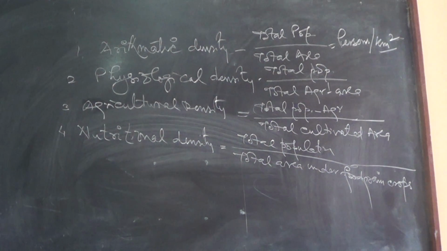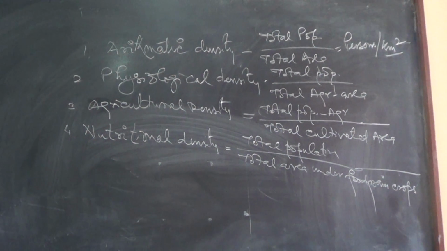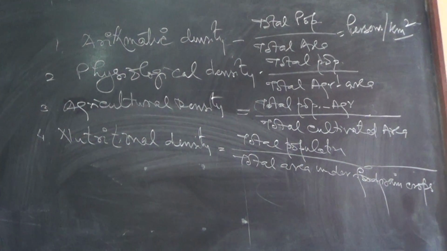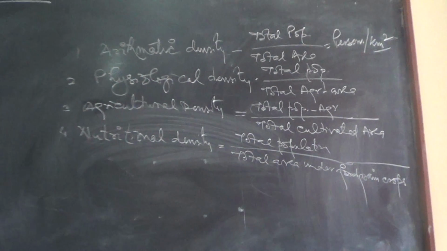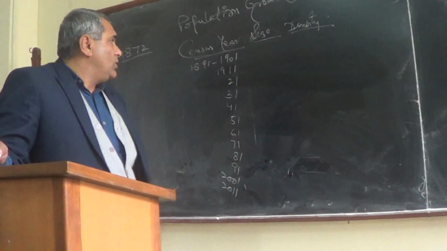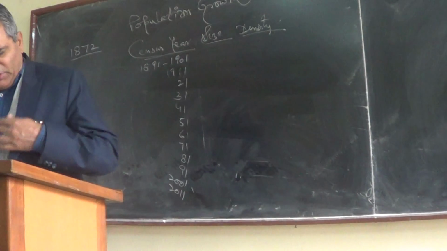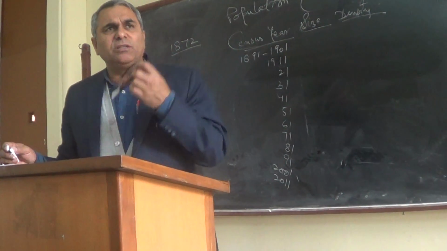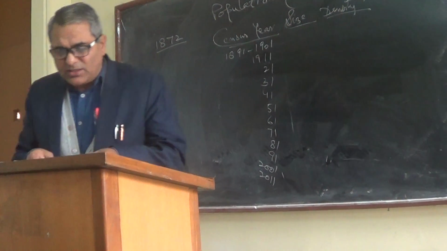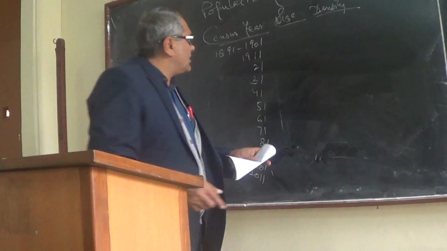In India, in areas where nutritional density is high, the population density is also very high. In areas where cash crops are grown, nutritional density is low, so the population density is low. Now if we come to the population density data of India, with the population size, the density of India also increased accordingly.